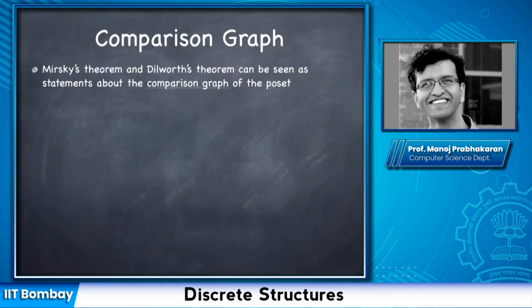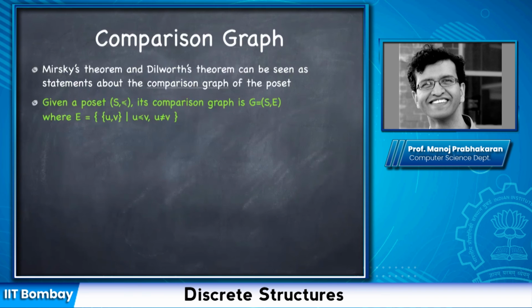Actually, it's useful to think of Mirsky's theorem and Dilworth's theorem, which sound very similar to each other, as sort of dual problems. And one way to see that duality, how they are related to each other, is by looking at them as results about the comparison graph of a poset. So what's a comparison graph? It's what you would expect it to be.